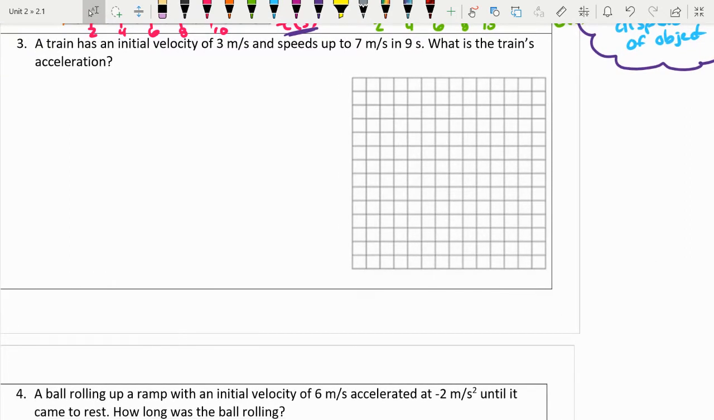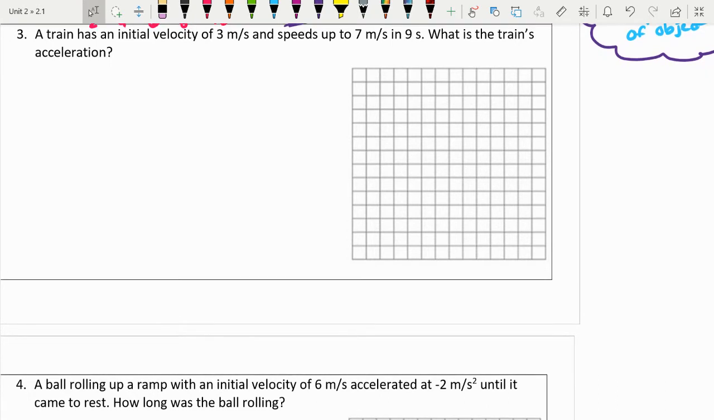All right. So question 3 says a train has an initial velocity of 3 meters per second and then it's going to speed up to 7 meters per second in 9 seconds. What is the train's acceleration? Okay. So the first two questions, velocities were constant. Now we're starting to accelerate. It's going to be great. Okay, so here it goes.